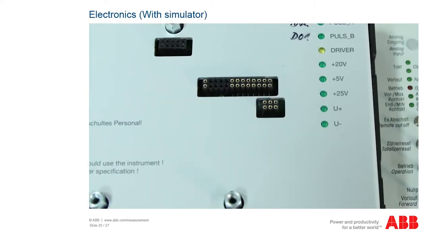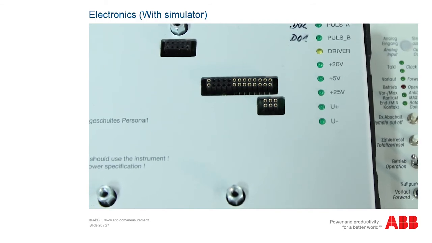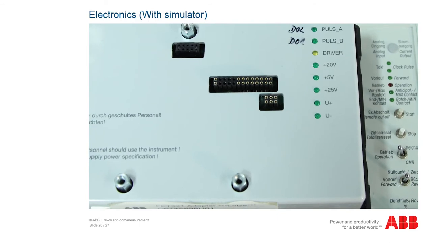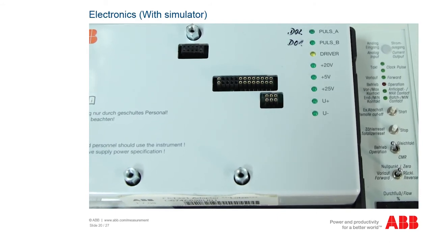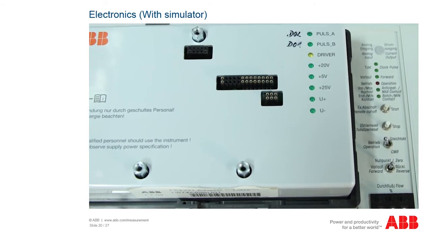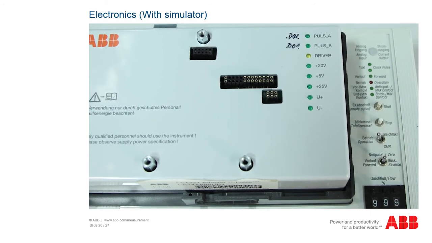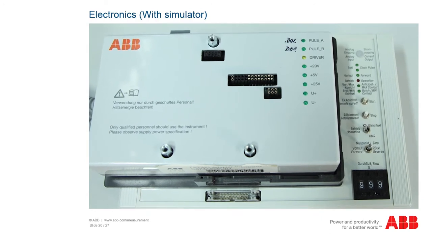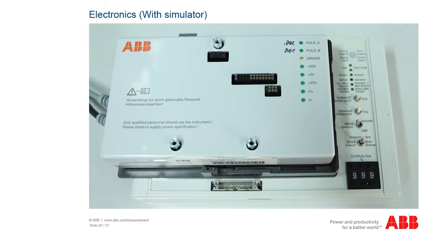To check the transmitter, you need a flow meter sensor simulator. You can order this from the ABB spare parts service. The flow meter sensor simulator generates all of the signals of a sensor. You can use it to simulate and check the current inputs and outputs, as well as the pulse inputs and outputs. This allows you to check that the transmitter is working correctly.